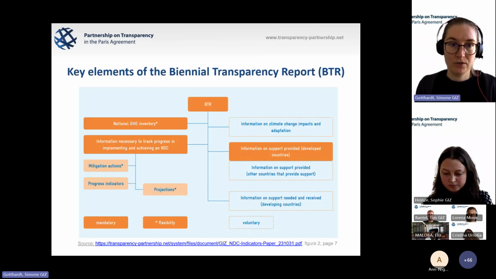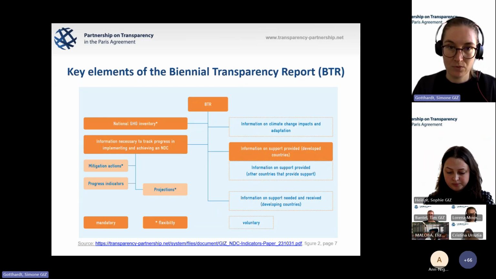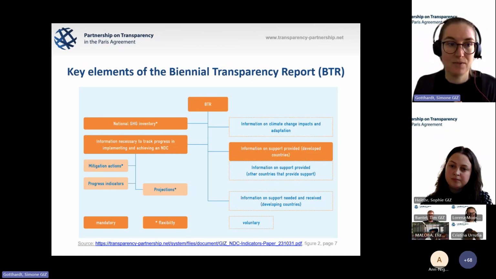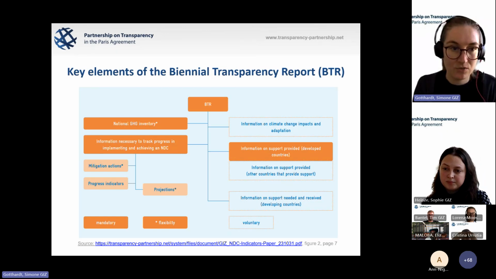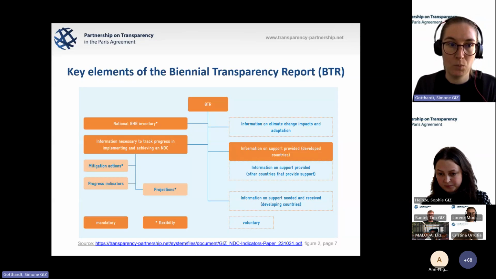But why are we then today focusing actually on GHG inventories and NDC indicators? This is where this table also comes in, which shows you the key elements of the biannual transparency report. And in deep orange, you can see that national GHG inventories are part of the mandatory part of the BTR. But the small star also shows that countries can have flexibility in their reporting. And Lawrence will actually dive deeper into the topic on GHG inventories later on, with a specific focus also on the waste sector.